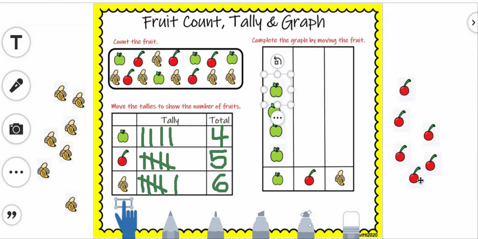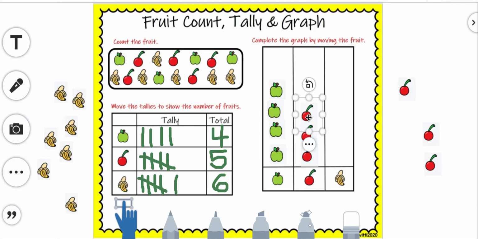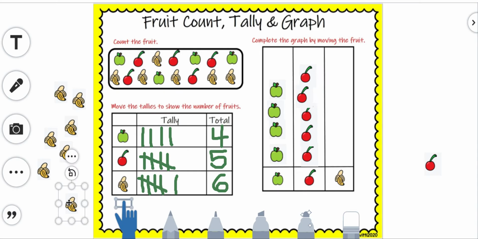How many cherries did we count? That's right, 5. So I'm going to come over here and move 1, 2, 3, 4, and 5. And lastly, bananas. Remember, we counted 1, 2, 3, 4, 5, 6 bananas. So now I'm going to move 6 over here to my pictograph.